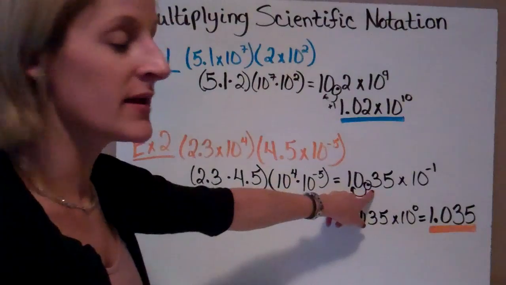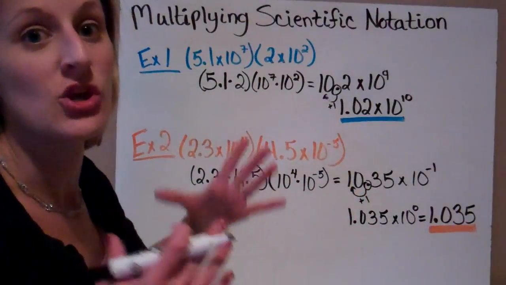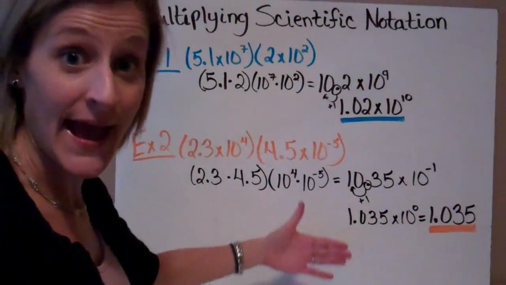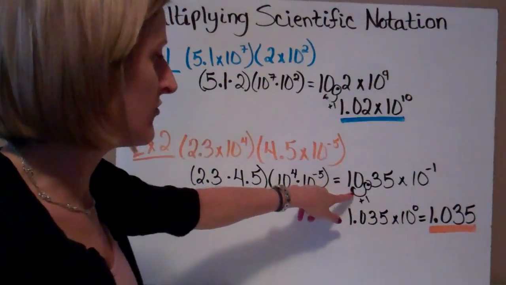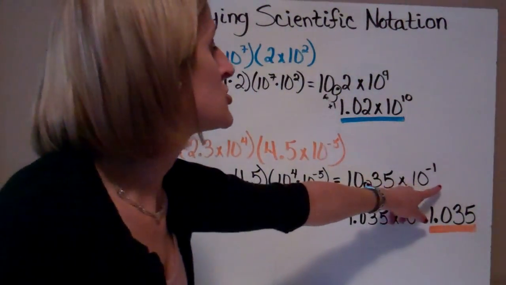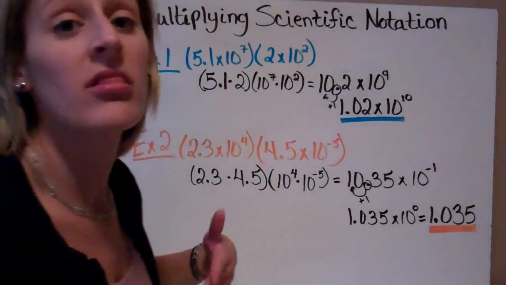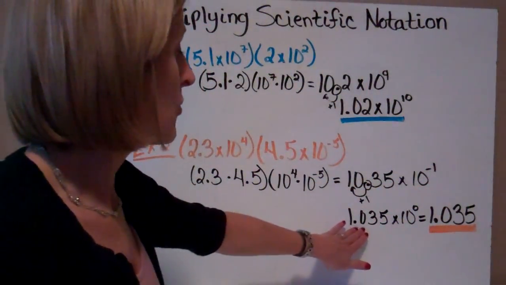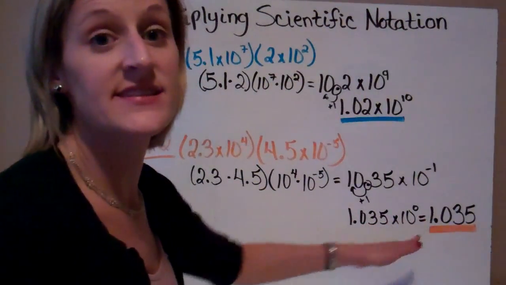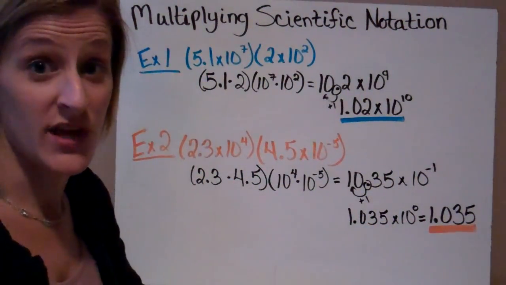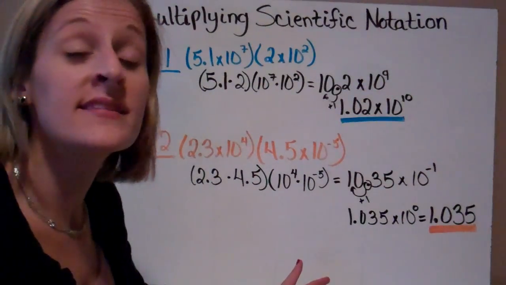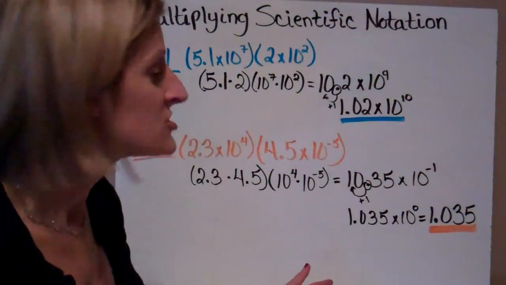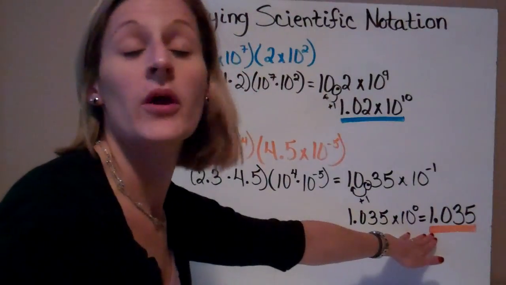Again, I need to move my decimal one place. Since it's larger than 1, I add the number of spaces. I move it once, so I'm adding 1 to my exponent. So negative 1 plus a positive 1 is actually 0. So 1.035 times 10 to the 0 is my scientific notation. Now, 10 to the 0 we all know is 1. So really, my answer is 1.035.